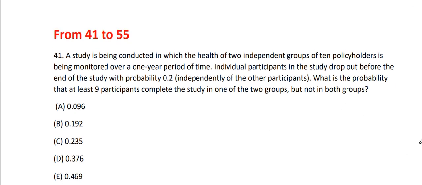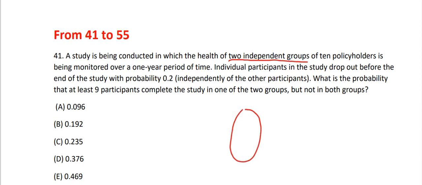So problem 41 says we started two independent groups. So we have two independent groups, each one has 10 parties hold.